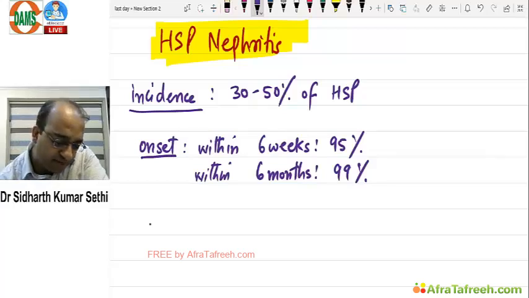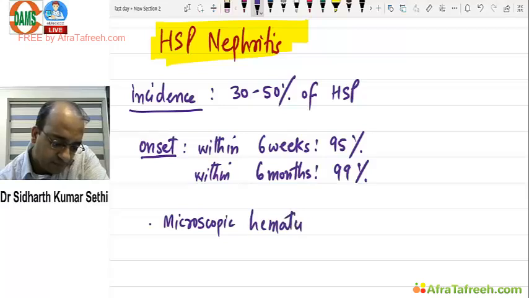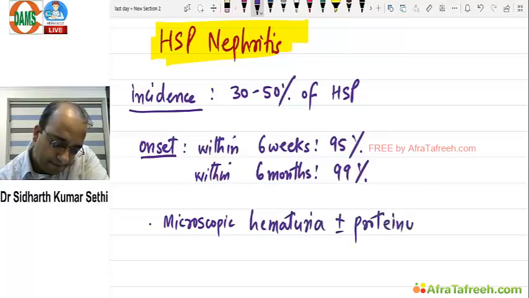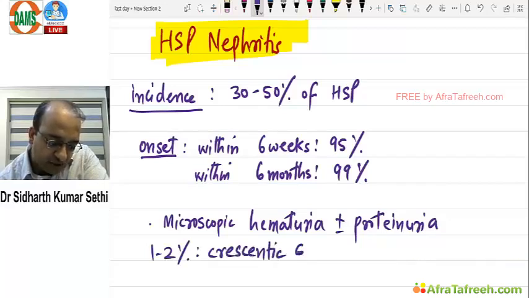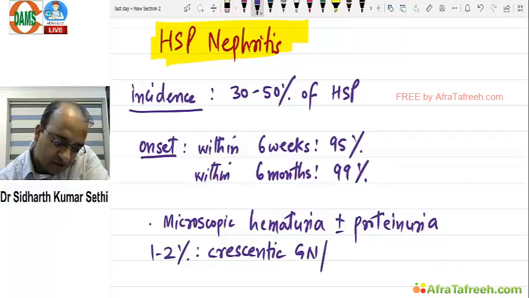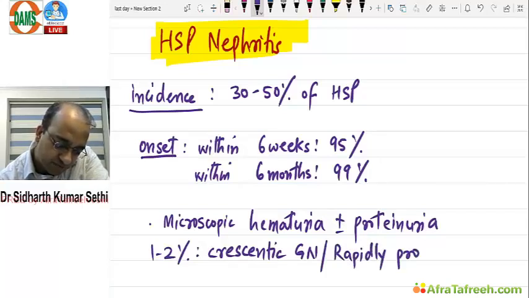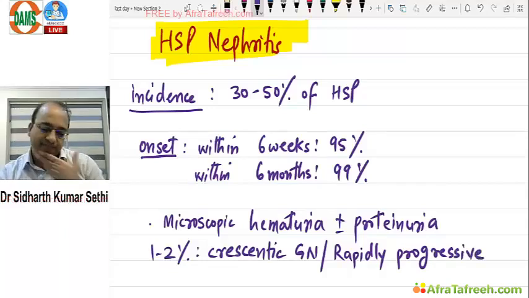And most commonly, you will see microscopic hematuria plus minus proteinuria. Only 1 to 2% of them can have crescents on the kidney biopsy. It's called crescentic transformation of the glomerulonephritis, which is called a rapidly progressive course or a rapidly progressive glomerulonephritis.